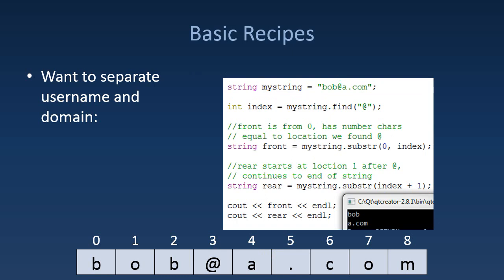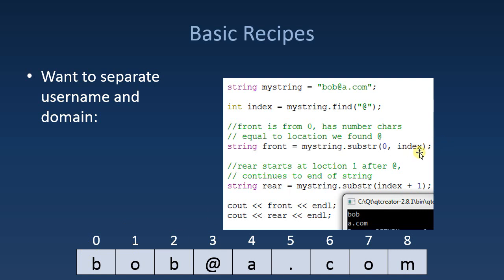Say I want to break this up a little further. I've got bob@a.com, and I want to break this into the username and the email's domain. Well, our basic tools for anytime we want to break stuff up are find the location we're looking for, so the @ symbol, and then use substring to grab everything from 0 up to that. So it says start from 0 and grab me however many characters. If we find 3, then that means we need 3 characters worth of stuff.